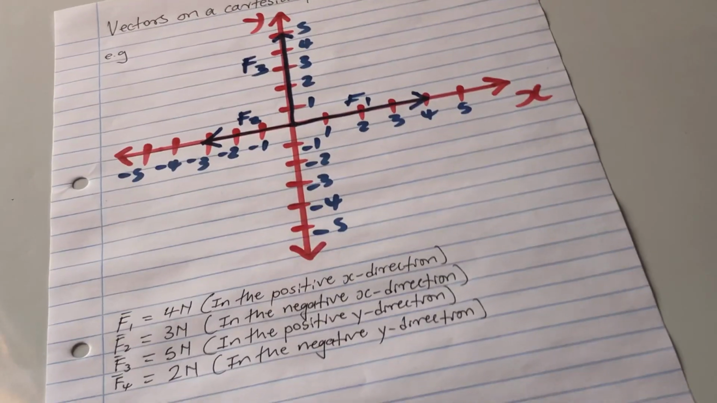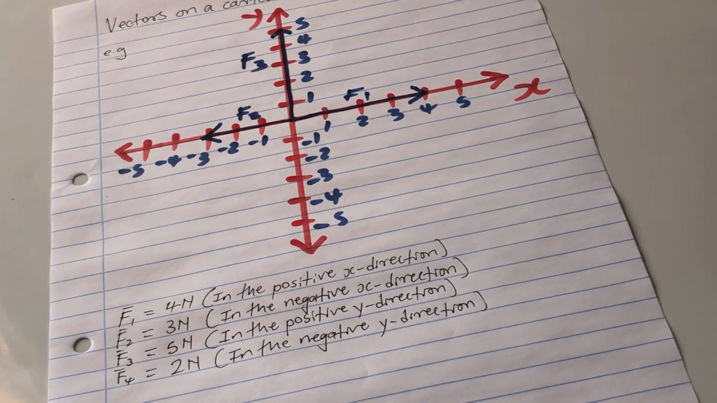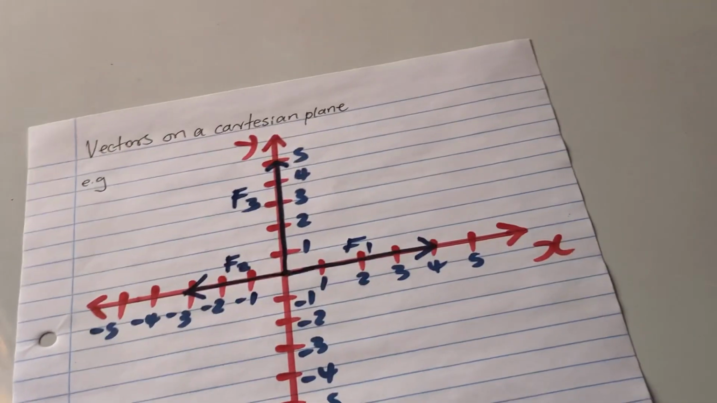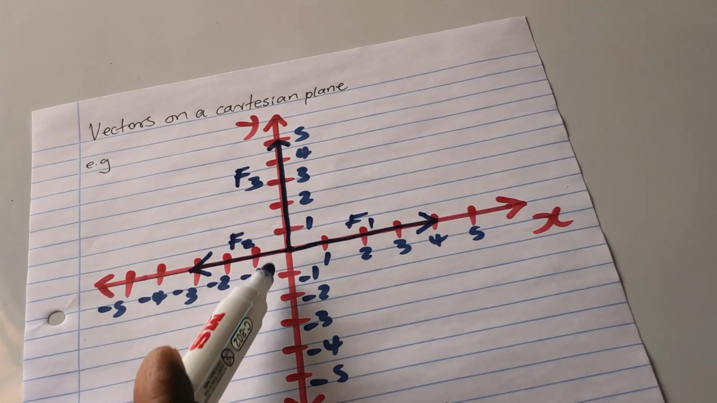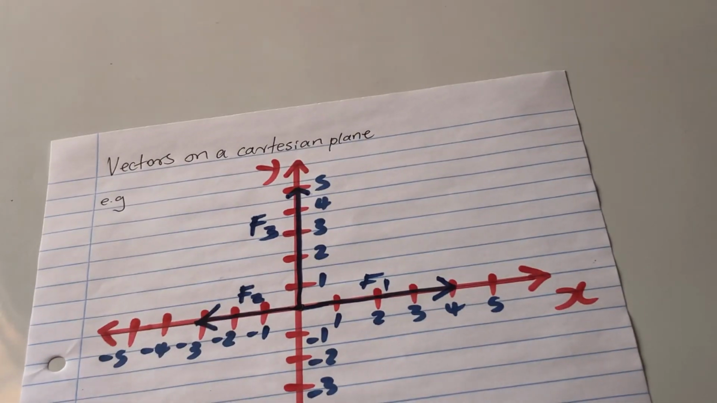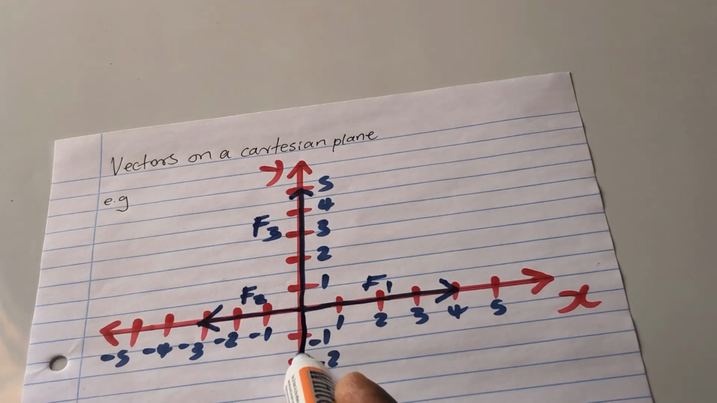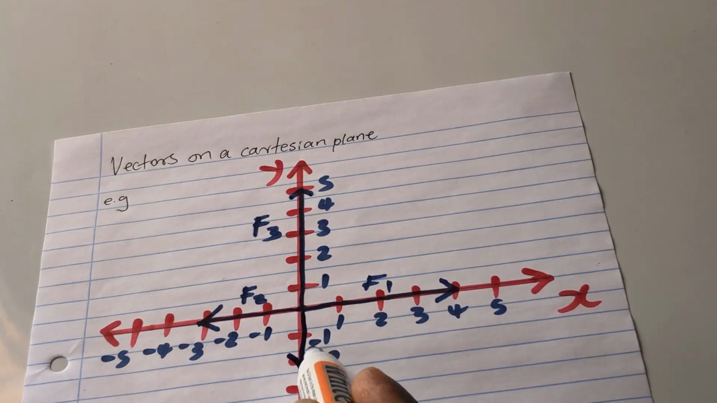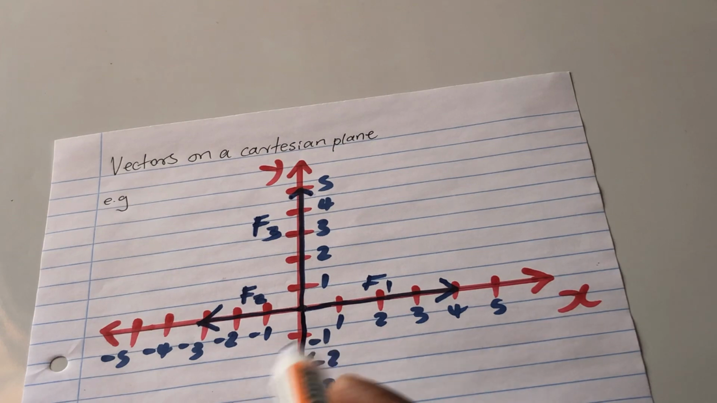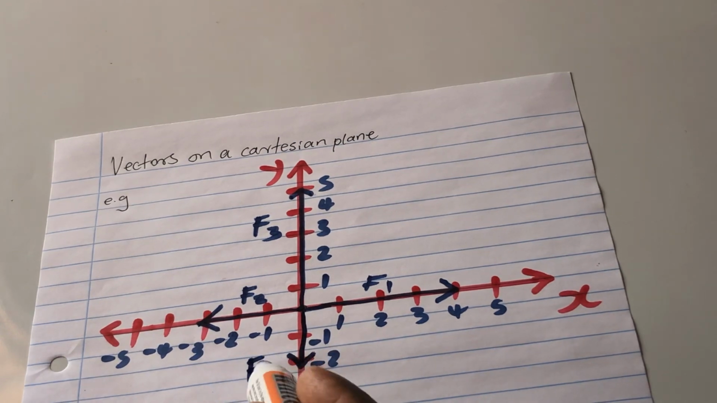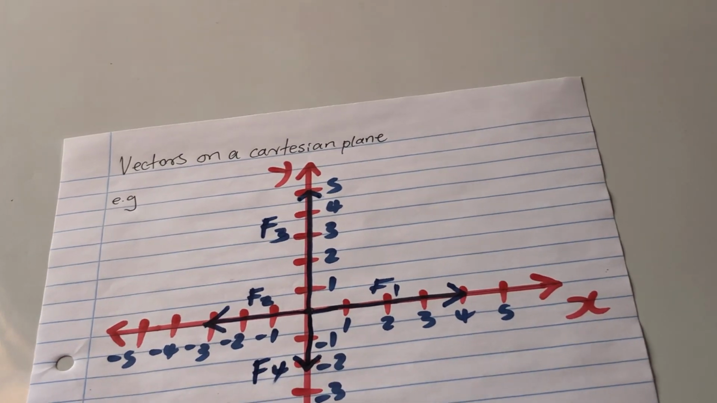The last one will be F4. It is 2 Newton in the negative y direction. Negative y direction, origin moving vertically downwards. Then I'll stop at 2. Here it is. So this is F4.